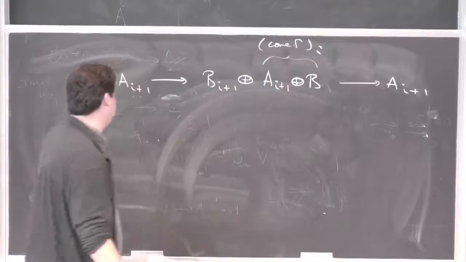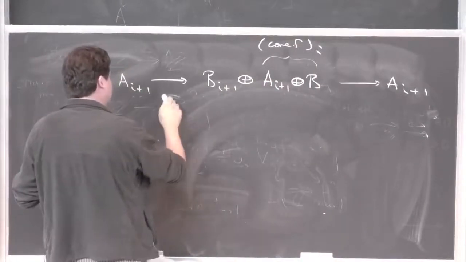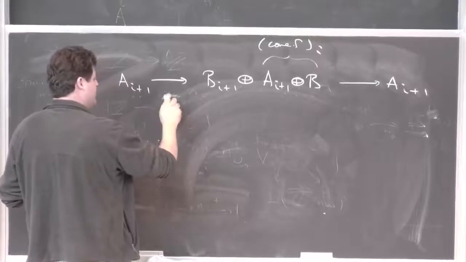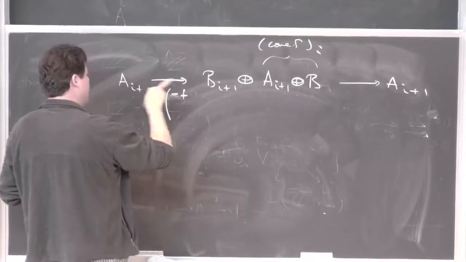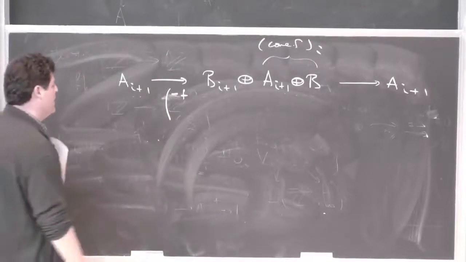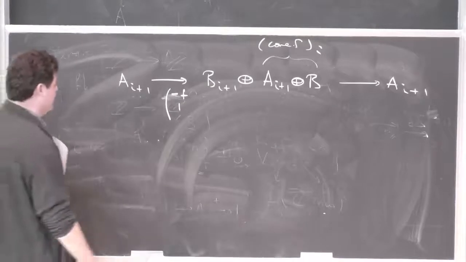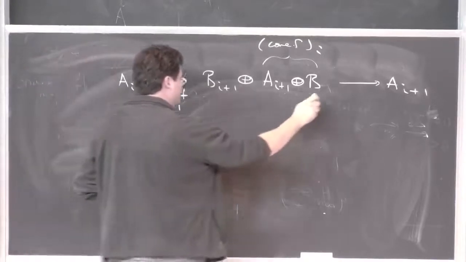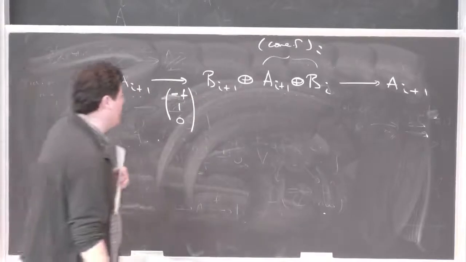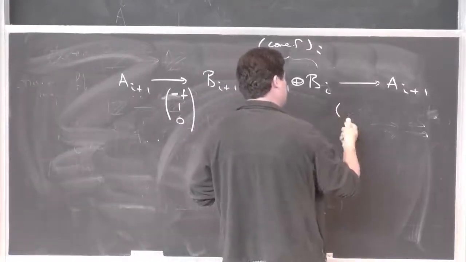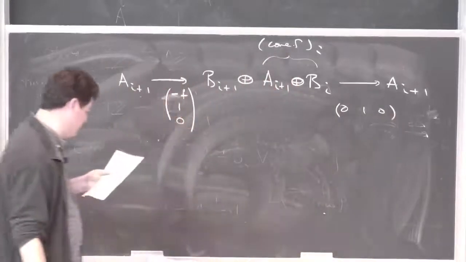And then I'm going to go back like this. And the map here is going to be given in coordinates by, I'm going to take minus F from A^{i+1} to B, and 1 from A^{i+1} to itself, and 0. Oh, sorry, this should be B^i, shouldn't it? And this map is just going to be projection onto the middle factor, is what you would guess.